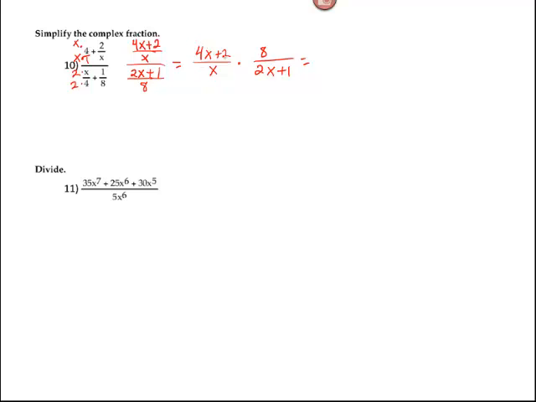Before we actually do that, let's check and see if anything factors, so we can try to cancel something out. 4x plus 2, you can factor a 2 out of, and that leaves you with 2x plus 1. So that's actually helpful because I've got a 2x plus 1 on the bottom here, so the 2x plus 1's cancel, leaving you with 2 times 8 on top, which is 16, and just x on bottom. So that's 16 over x.